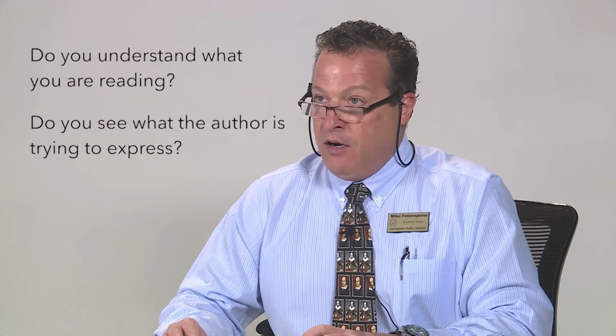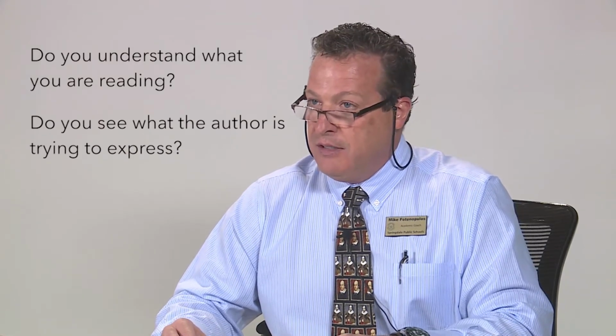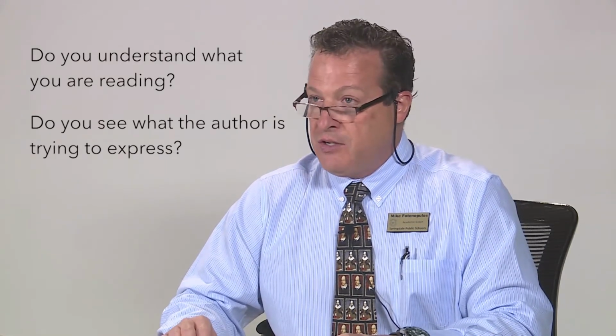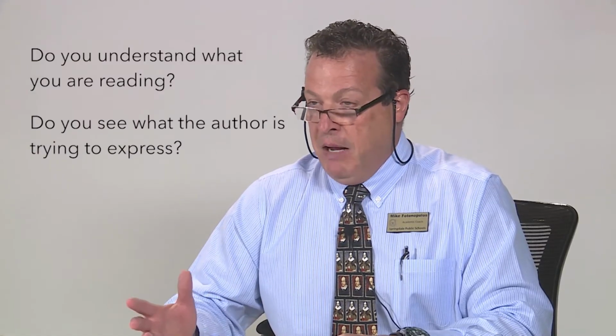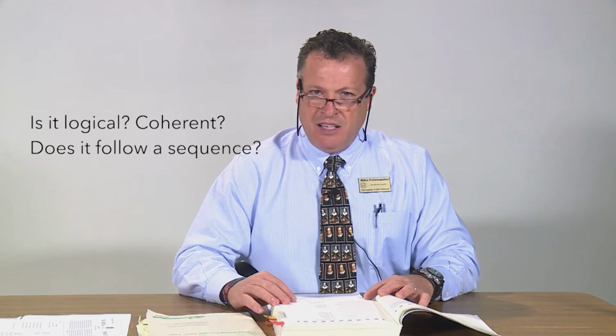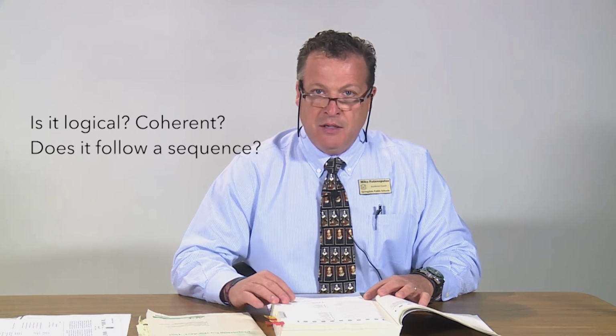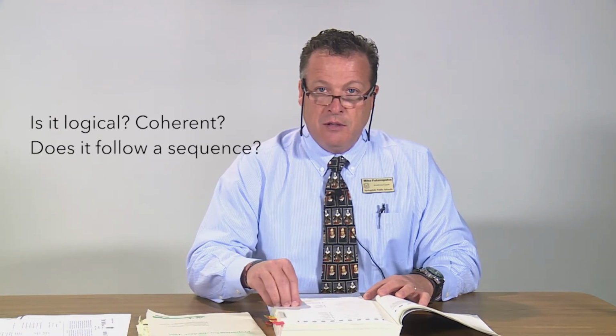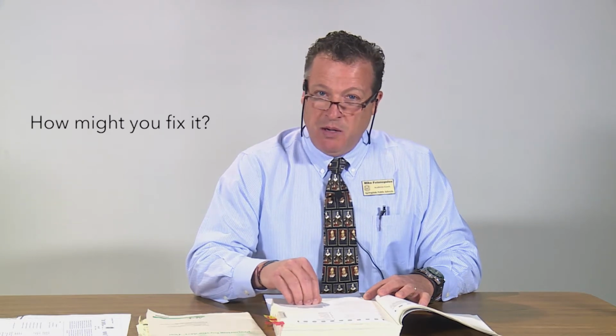Do you see what the author is trying to express? The author of each one of these sections is trying to make a point. So what is that point? And then finally, is it logical? Is it coherent? Does it follow a sequence? And if it doesn't, how might you be able to fix that?